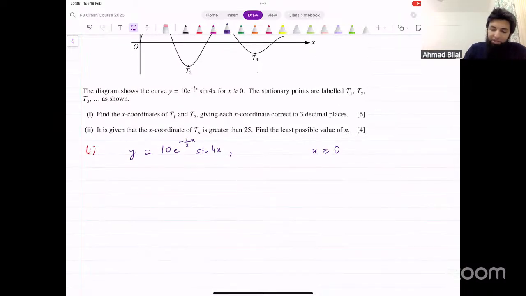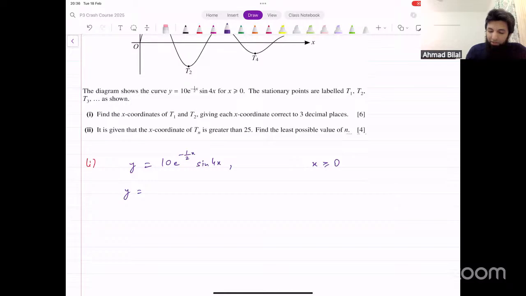Now, how do we differentiate this? It's a product again, right? 10 we can keep outside as it is. That's multiplying with the whole thing, and we can say this is u and this is v. What's the derivative? uv dash plus vu dash. U as it is, that's e power minus half x times derivative of sine of 4x. What would that be? Derivative of sine is cos, so it becomes cos of 4x times 4, right?